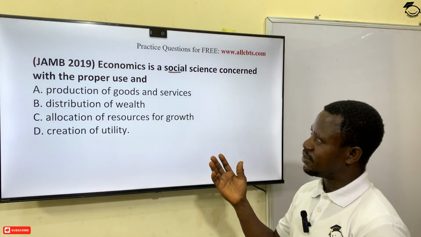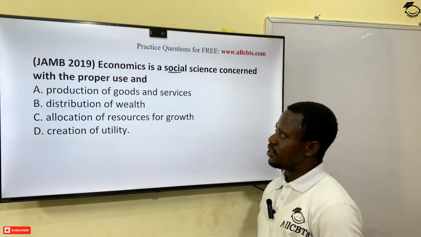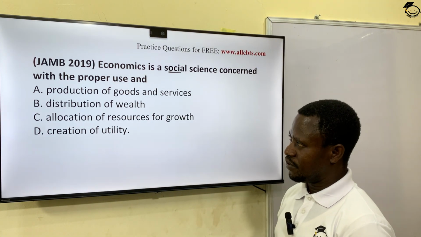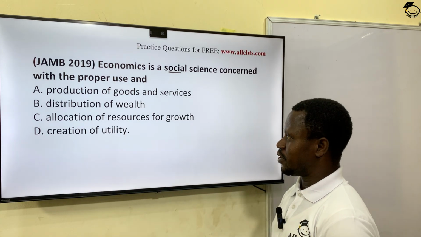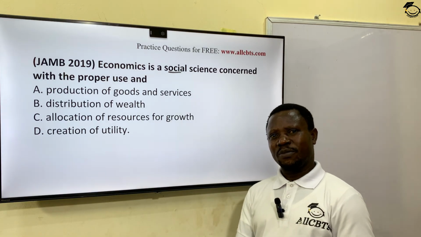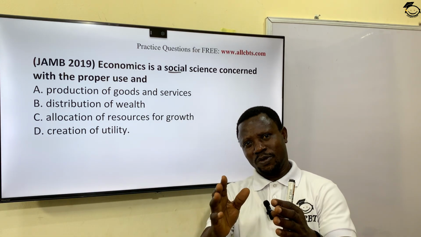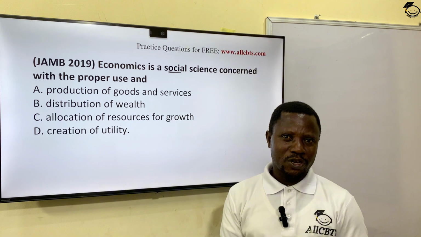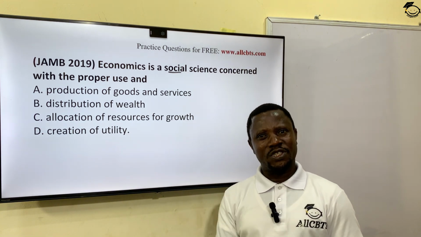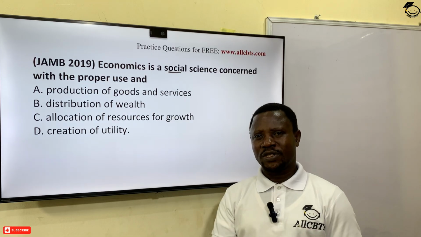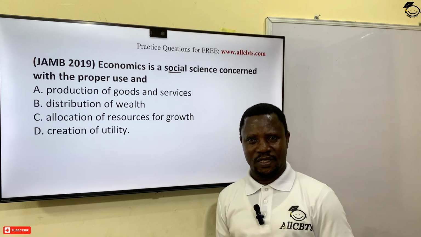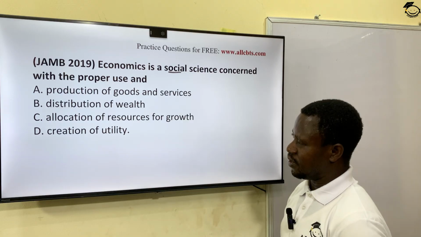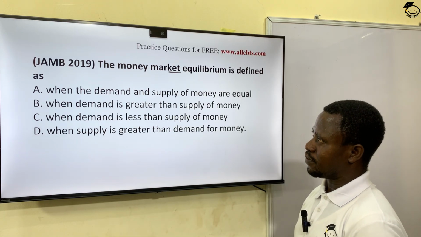Economics is a social science. This is the second time we're having social science being repeated here. Okay? Economics is social science concerned with the proper use and production of goods and services, distribution of wealth, allocation of resources for growth, creation of utility. Anytime you see the word allocation of resources, it will attract your attention because that is the basis of economics. Allocation of the available resources, because these resources will always be scarce when you compare it to what human wants. So how to properly allocate it for judicious use is why we study economics. All right? So option C is the correct answer for this question.